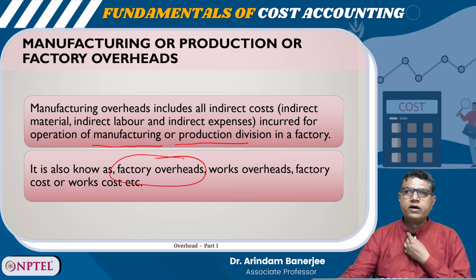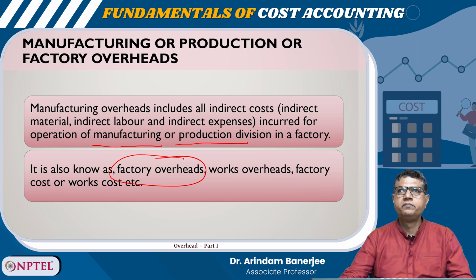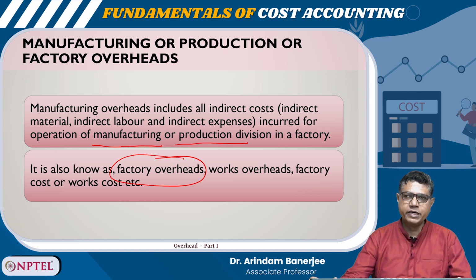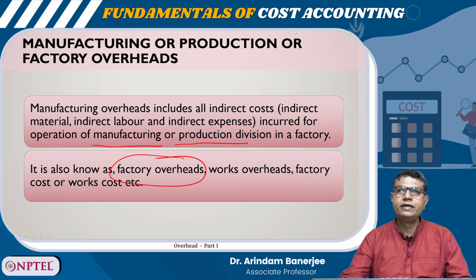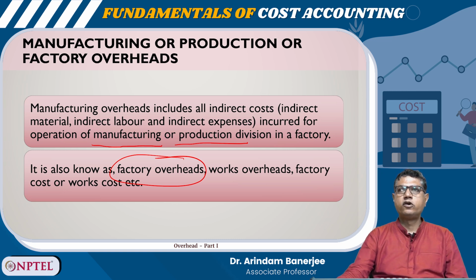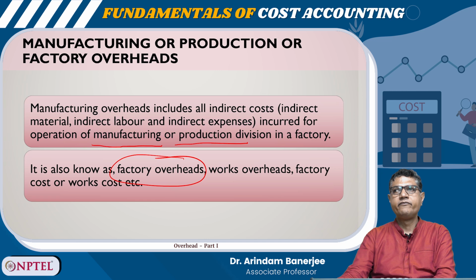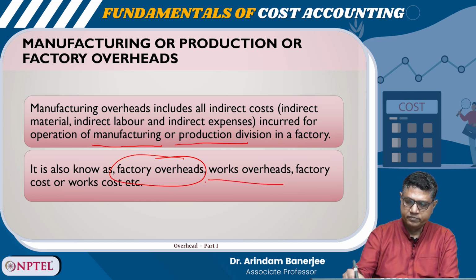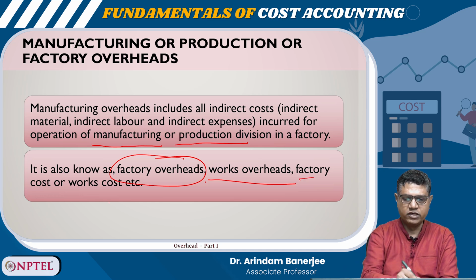So, on the basis of function, we can first categorize the overhead as manufacturing or production or factory overhead. This includes all indirect costs like indirect material, indirect labor and indirect expenses which is incurred for operation of manufacturing or production division. There is another name for it, it is called factory overhead or works overhead or factory cost or works cost, etc.